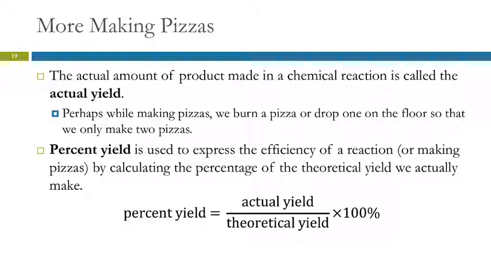Now, if you're baking pizzas for a living, you're going to want your efficiency to be close to 100% so that you're not wasting a lot of ingredients, right? So percent yield looks at how much was actually made in reference to how much you theoretically could have made. We take that ratio or that fraction and multiply it by 100 to get a percentage. Closer to 100 is better, right?